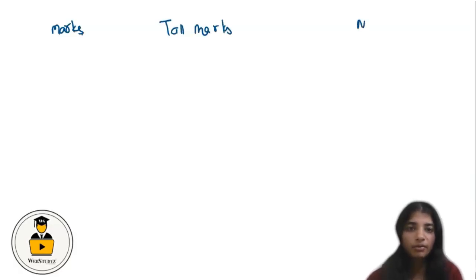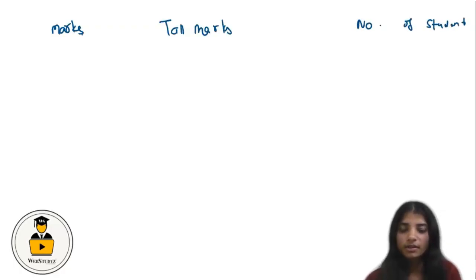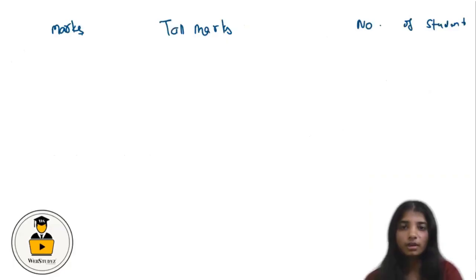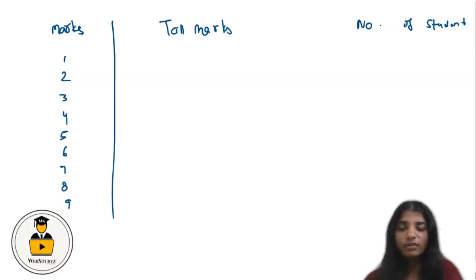So we are going to make the table here. This table consists of the marks, tally marks, and the number of students. Look here in the table. This table consists of numbers from 1 to 9. So we are going to give marks from 1 to 9: 1, 2, 3, 4, 5, 6, 7, 8 and 9. So this is marks. We have to find out the tally marks.